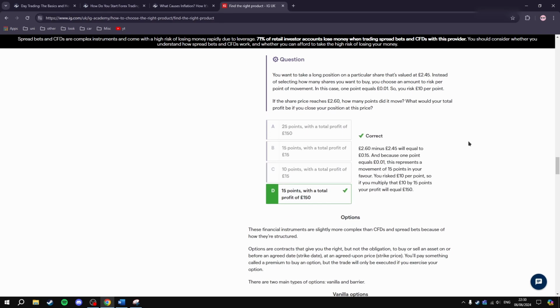2.60 minus 2.45 will equal 0.15, and because 1 point equals 0.01, this represents a movement of 15 points in your favour. You risk £10 per point, so if you multiply that £10 by 15 points, your profit would equal £150.